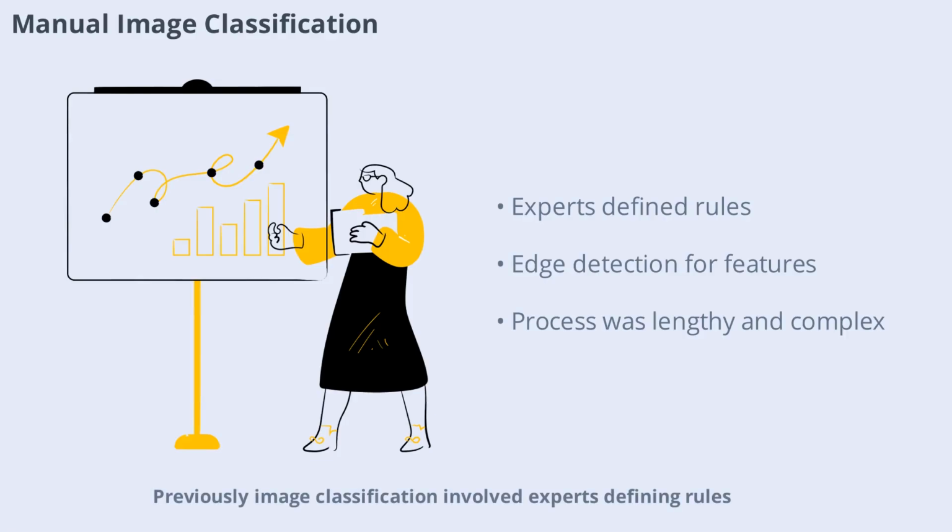Previously, image classification involved experts defining rules and filters to identify features in animals. For instance, edge detection was used to find a bird's beak, and morphological operations matched expected shapes. Each animal required a unique set of rules, making the process lengthy and complex. Deep learning changes this by enabling models to learn directly from data, streamlining the classification process.